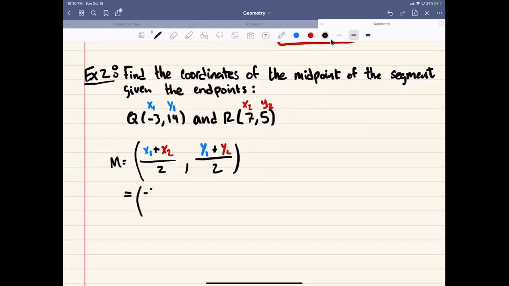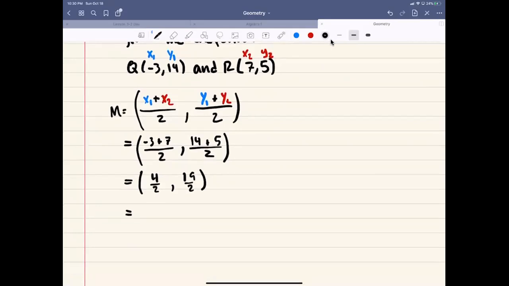x1 is -3, and x2 is 7, all over 2, comma, and then y1 is 14 plus y2, which is 5, all over 2. This gives us the following: negative 3 plus 7 is 4 divided by 2, comma, 14 plus 5 is 19 over 2. And so that's going to give us the following point.